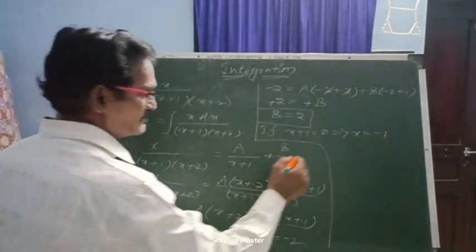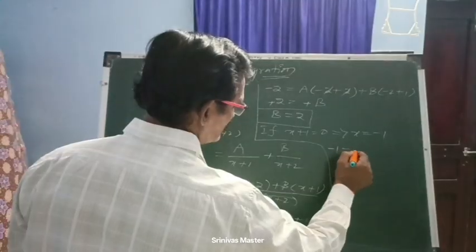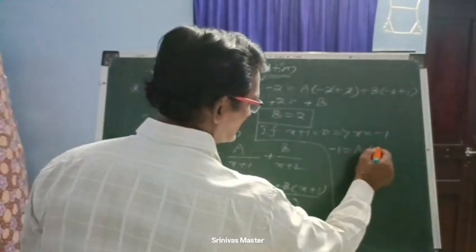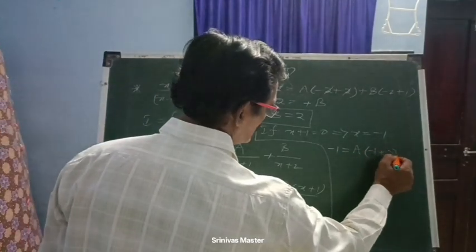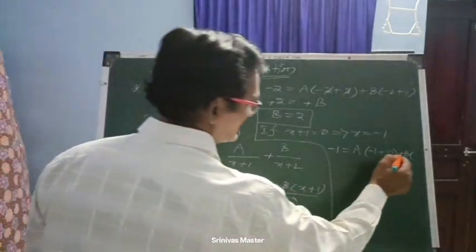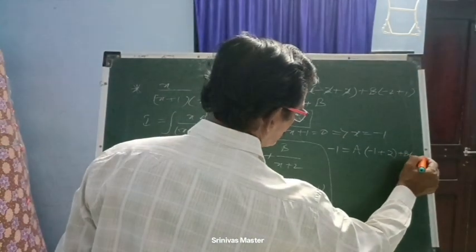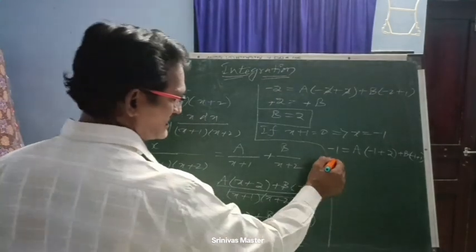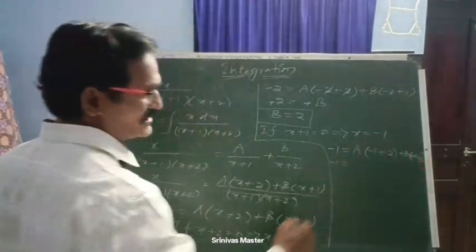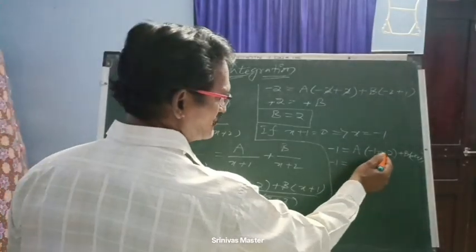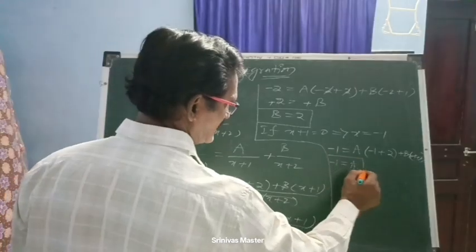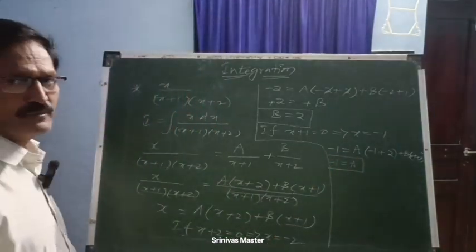X is equal to given, no? That means minus 1 is equal to a into x plus 2, no? X value is minus 1. Minus 1 plus 2 plus b into what? X plus 1. That means minus 1 plus 1. Okay, so that minus 1 is equal to minus 1 plus 1 cancel anyway, 0. 0 into b is 0 only. Here minus 2 plus 1, that means 2 minus 1 means 1. 1 into a. Hence we can say that the value of a is equal to minus 1.